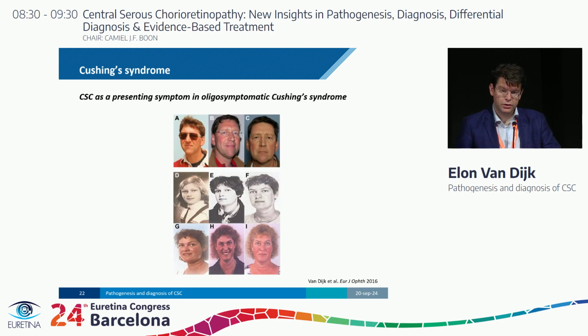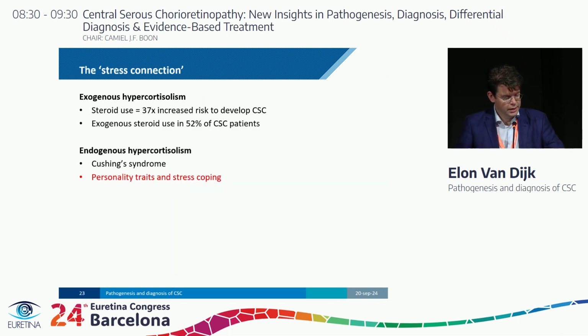And it is tricky because we have published a series of patients who had oligosymptomatic Cushing syndrome who actually presented with CSC. And if you took a close look and had a high index of suspicion, it turned out they actually had Cushing syndrome. And if you ask the patients for photos over the years, you can see signs of, okay, this might be Cushing, and send them to an endocrinologist. That also made us think about, could a higher cortisol actually be present in CSC patients?